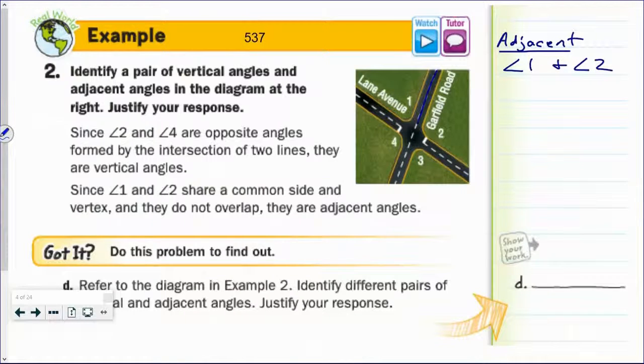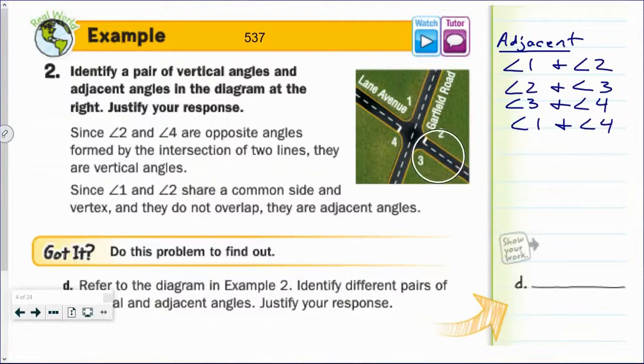Notice angle 2 and angle 3 touch each other. So angle 2 and angle 3 are also adjacent angles. Angle 3 and angle 4 touch each other. So angle 3 and angle 4 are adjacent angles. And then angle 1 and angle 4 touch each other. So angle 1 and angle 4 are adjacent angles.